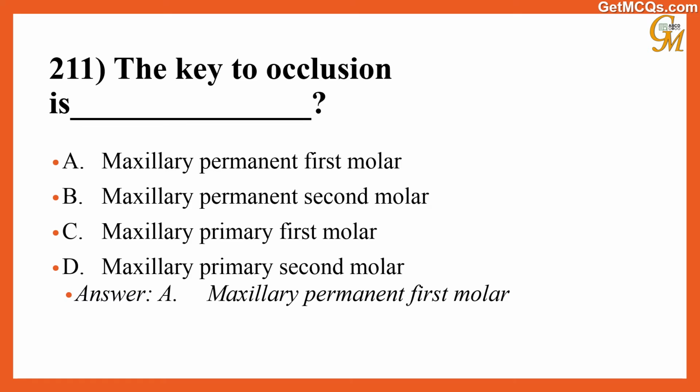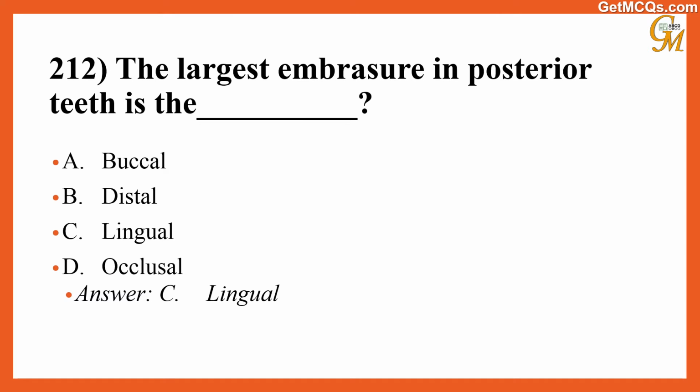211. The key to occlusion is? Answer: A. Maxillary permanent first molar. 212. The largest embrasure in posterior teeth is the? Answer: C. Lingual.